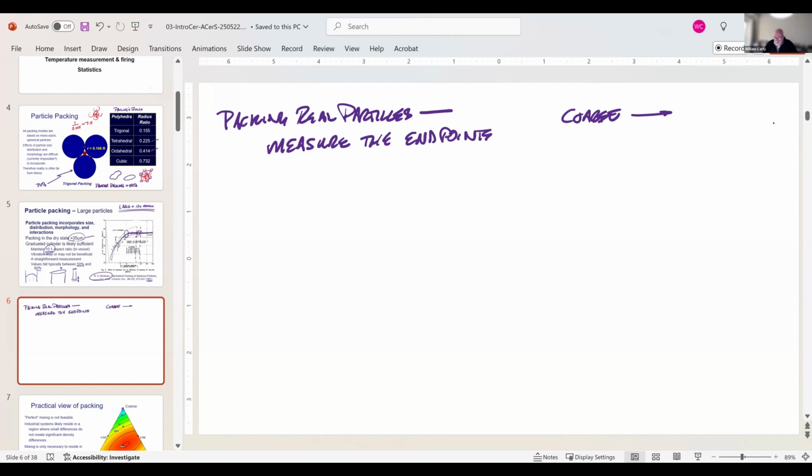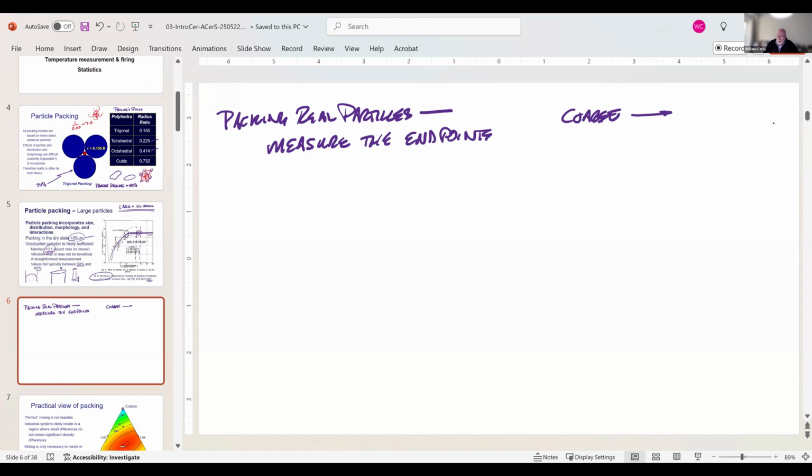Now, you might think that if I have smaller particles, they will pack better. It turns out packing is independent of size generally, with one exception, and that exception is when colloidal forces take over or when the particles get too small, now their packing is affected. But small particles do not pack better than coarse particles.